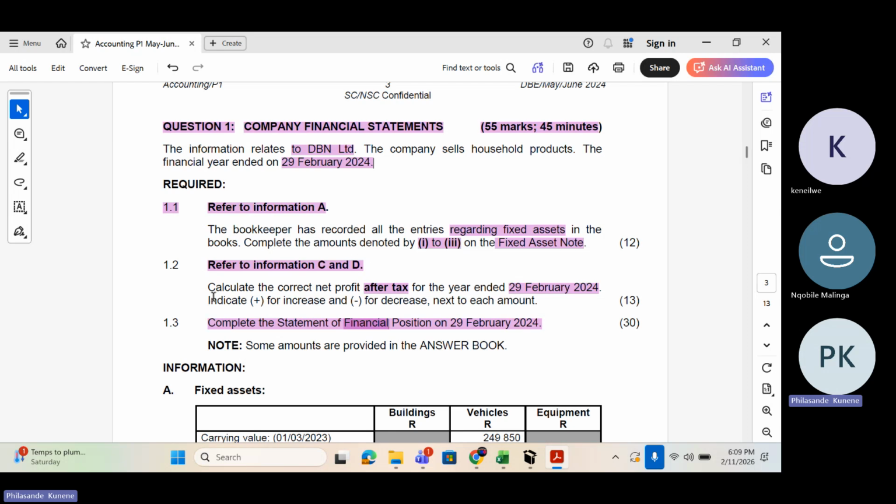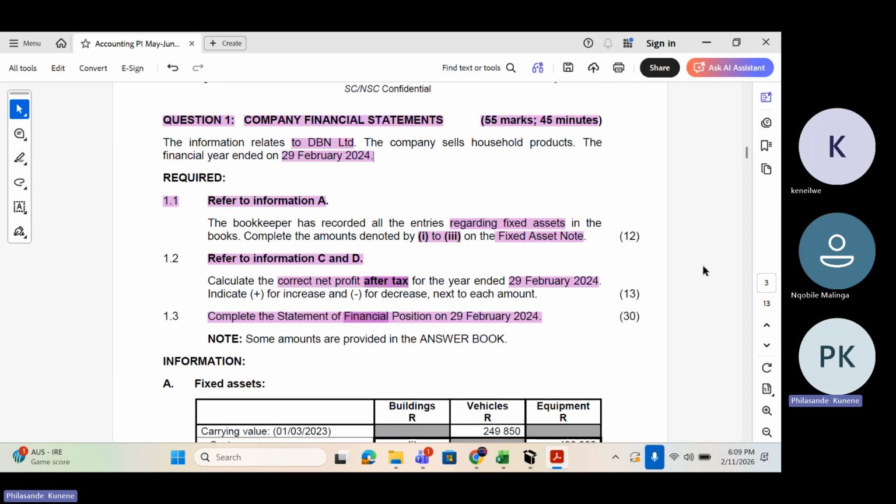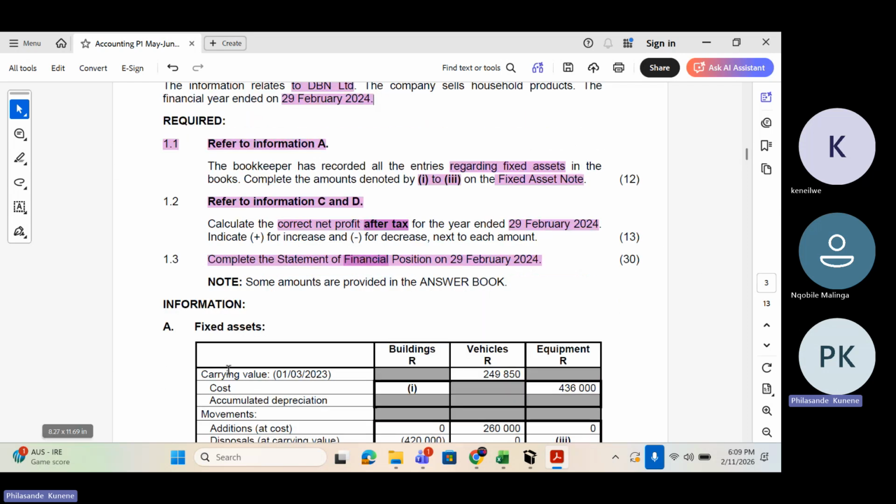This question 1.2, where we have to calculate the correct net profit after tax, we did work on it. We're just going to go through the transactions and remind ourselves how we calculated the amounts that we have here. Okay, then let's go to information number A. We're going to go through information number A and then we start answering 1.1.